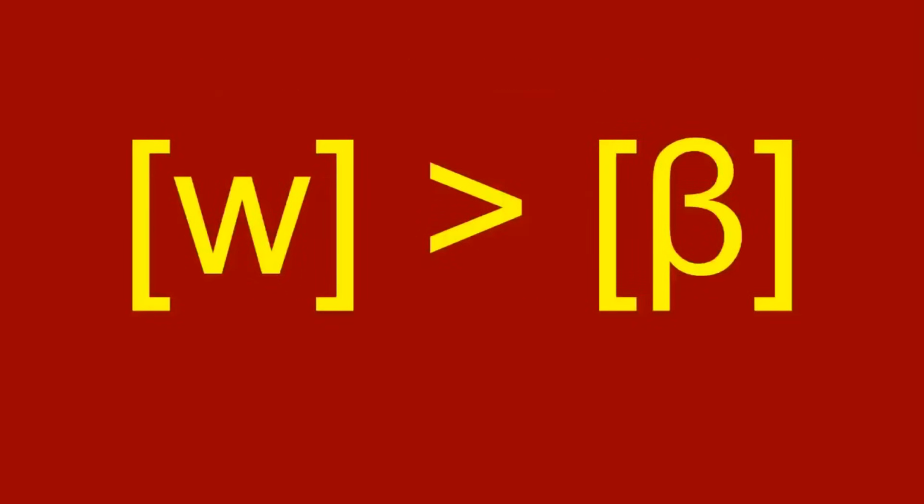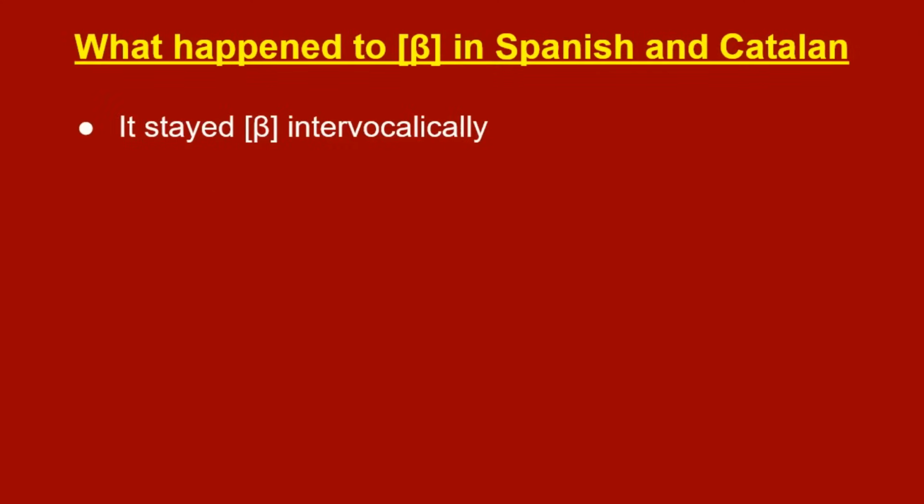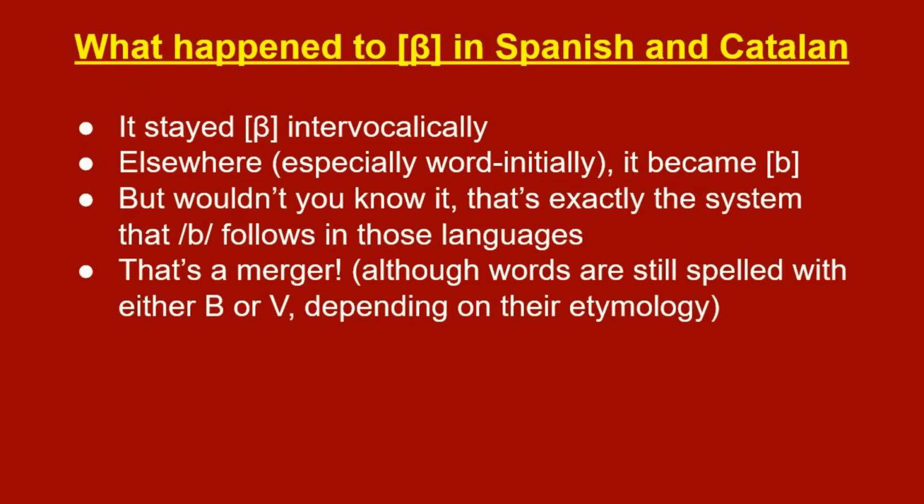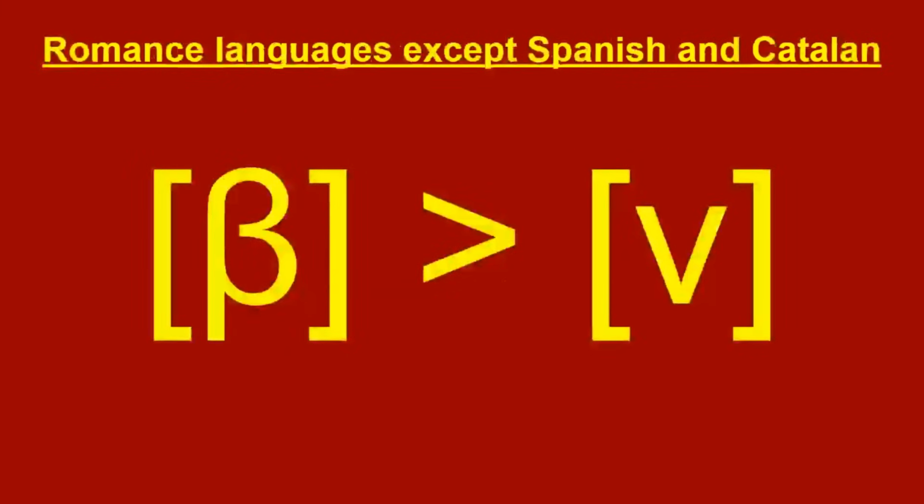For w, it first shifted over to a voiced bilabial fricative v, and then went one of two directions. In Spanish and Catalan, it stayed like that between vowels, but elsewhere, especially word initially, it became b, and that just so happens to be the phonemic profile of b in those languages, so that's a merger. In the other languages, v simply shifted over to v.